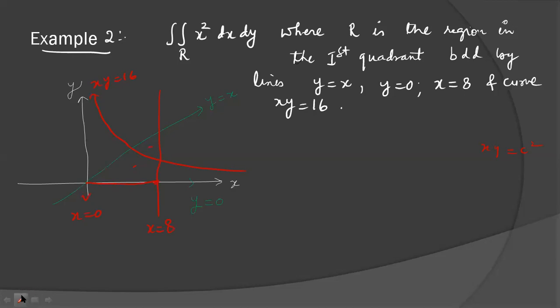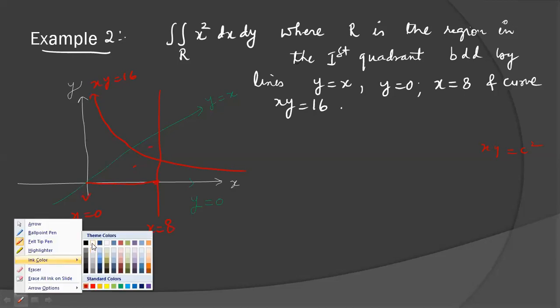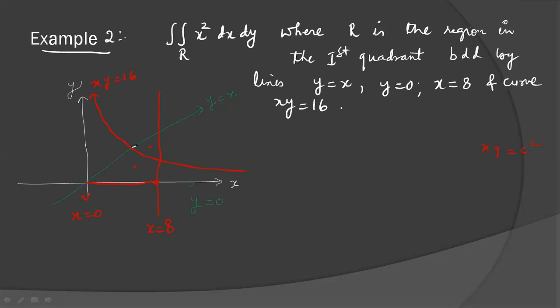If we see the first region, it has only 3 curves: y equal to x, xy equal to 16, and x equal to 8. There is no involvement of y equal to 0. But if we see this region, it has the y equal to x line, xy equal to 16, x equal to 8, and y equal to 0. It means this is the bounded region. But in the bounded region, we have intersection points also. So let's see the coordinates of these intersection points.